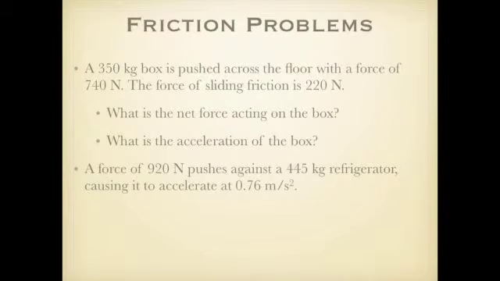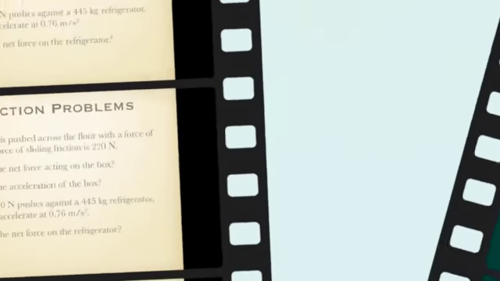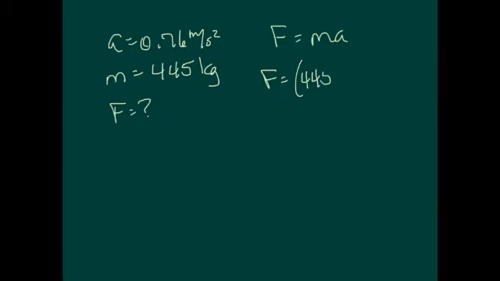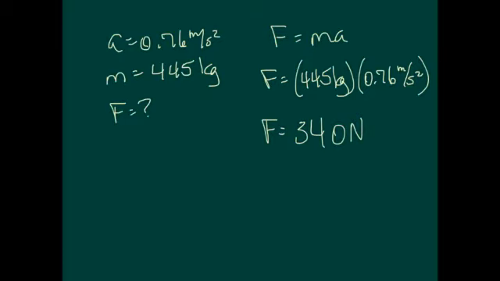Let's do another example. Write all of this down. The first question is asking what is the net force on the refrigerator. If the refrigerator is moving with an acceleration of 0.76 meters per second squared, then that is the net acceleration. So I can use that value to find net force. Write down your given information. And yet again, F is equal to ma. So write down your equation and plug in the values that you know and type it in the calculator. If you've done all of that correctly, you should get a net force of 340 newtons.